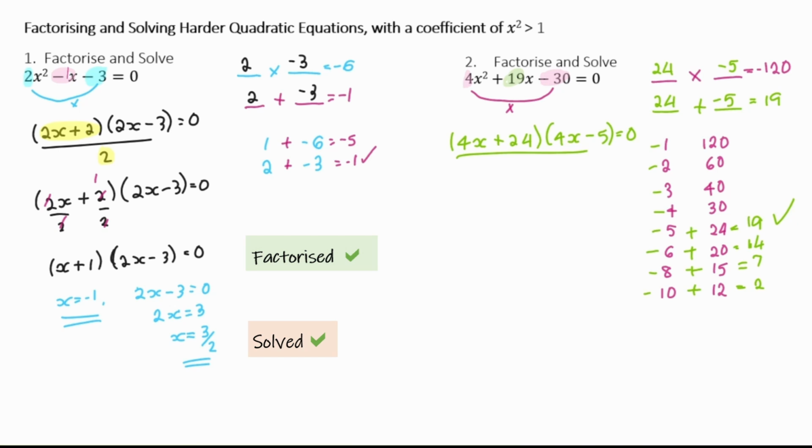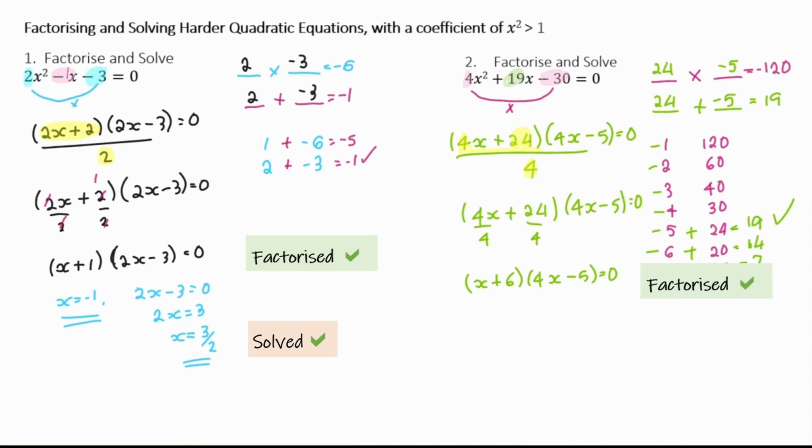We are then going to divide one of these brackets by 4, and the bracket in which both terms can be divided by 4 is this first bracket. So we can divide both 4 and 24 by 4. So we can rewrite this as 4x plus 24, both terms divided by 4, and the second bracket would remain the same. 4 divided by 4 is 1, so we would have x, and 24 divided by 4 is 6, so we would have x plus 6 as our first bracket, and the second bracket would be 4x minus 5 is equal to 0.